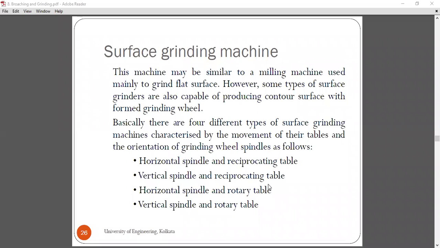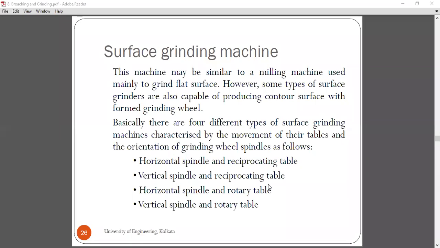So, the surface grinding machine. This machine may be similar to the milling machine and is used mainly to grind flat surfaces. However, some types of surface grinders are also capable of producing contour surfaces with a formed grinding wheel. Basically, there are four different types of surface grinding machines. We can categorize them as horizontal spindle and reciprocating table, vertical spindle and reciprocating table, horizontal spindle and rotary table, and vertical spindle and rotary table.